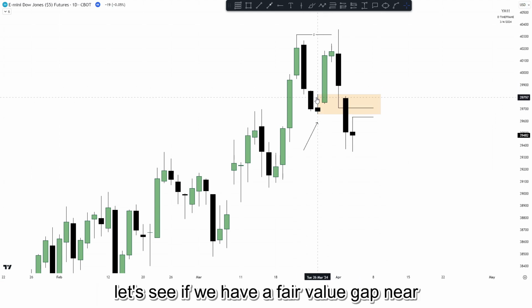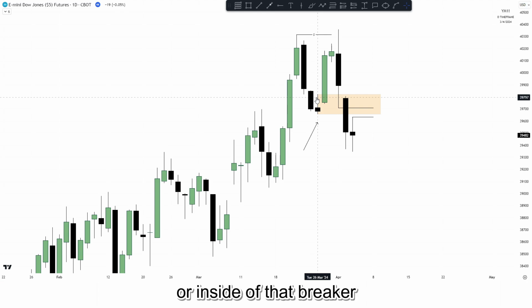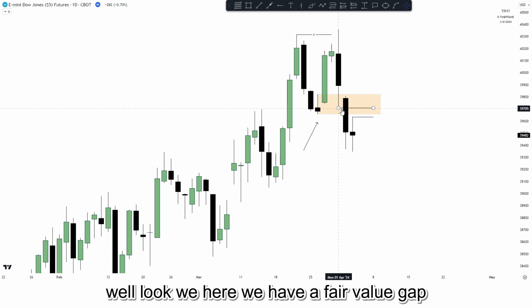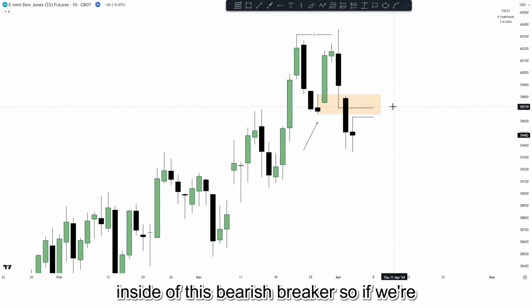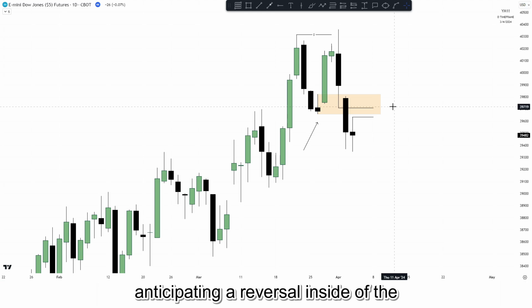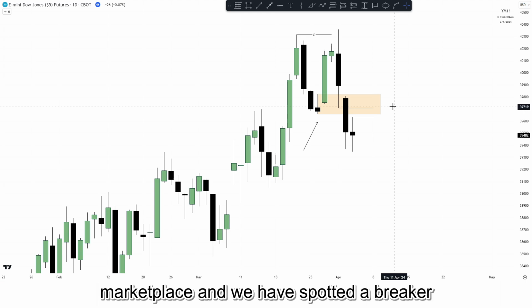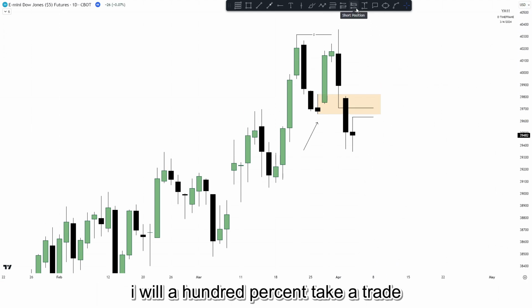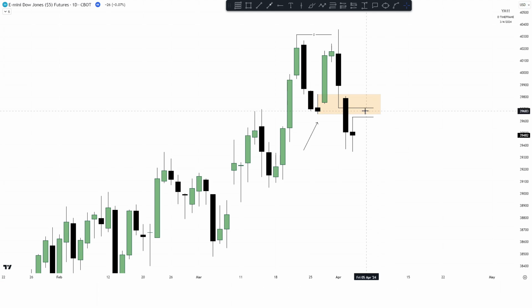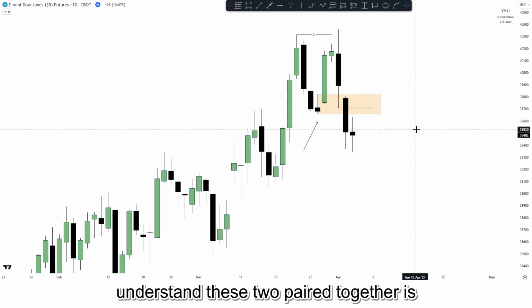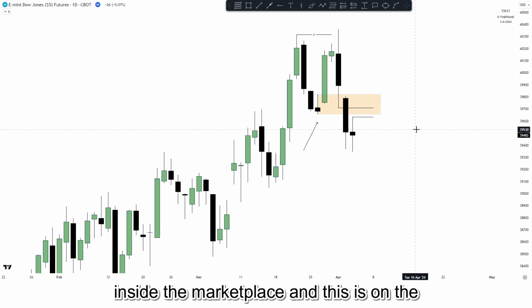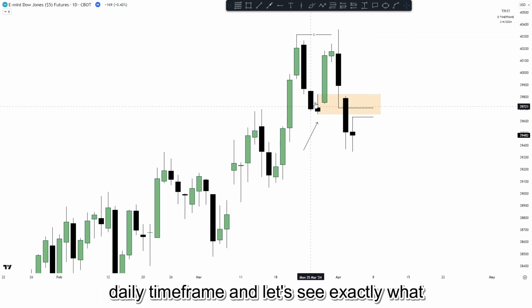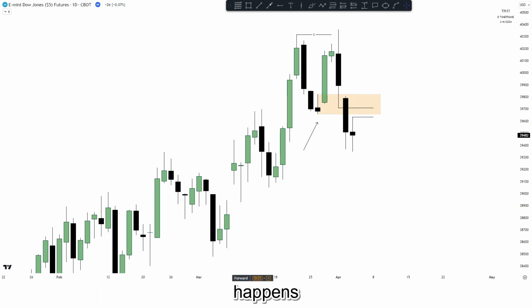Now let's see if we have a fair value gap near or inside of that breaker. Well, look, we have a fair value gap right here on the daily time frame inside of this bearish breaker. So if we're anticipating a reversal inside of the marketplace and we have spotted a fair value gap inside of a breaker, I will 100% take a trade inside of that fair value gap because I understand these two paired together is going to give me the most explosive move inside of the marketplace. And this is on the daily time frame. And let's see exactly what happens.